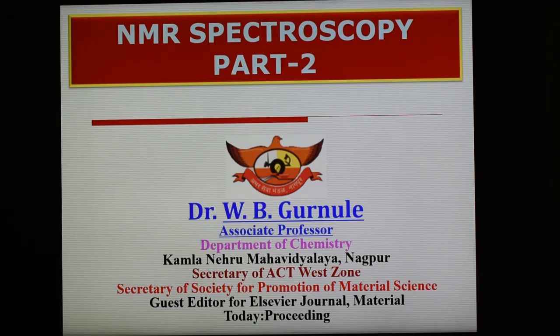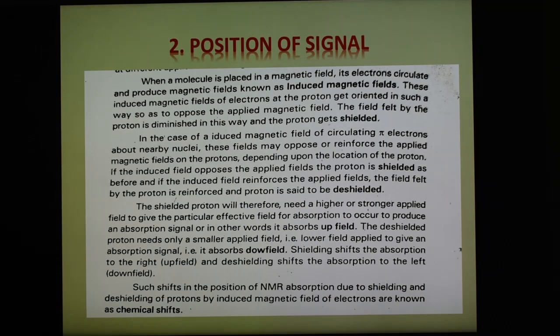We have seen the number of signals, and the second important part of NMR spectroscopy is the position of signal. As we know, the position of an NMR signal helps us know the kinds of proton, that is, whether the proton is aromatic, aliphatic or vinylic, adjacent to some electron attracting or electron releasing groups. Each of these types of proton has a different electronic environment, and therefore they absorb at different applied field strength.